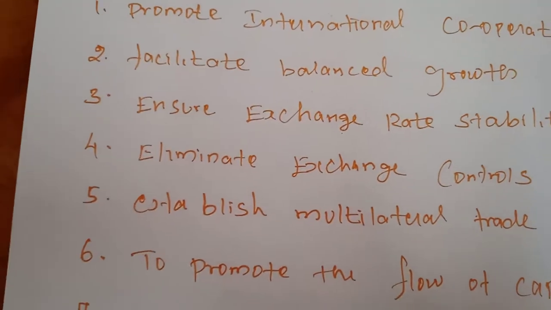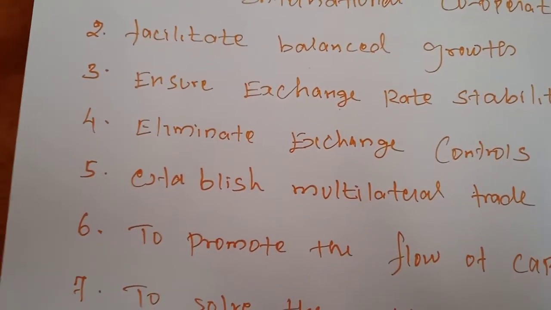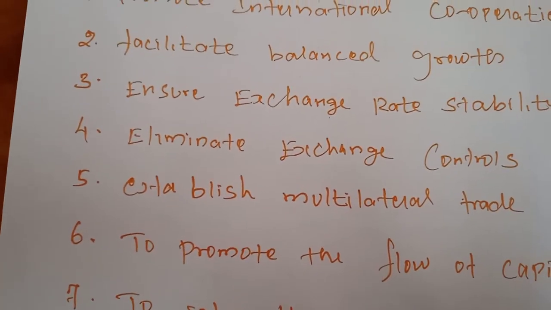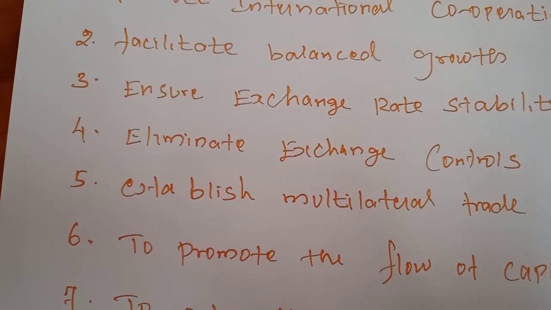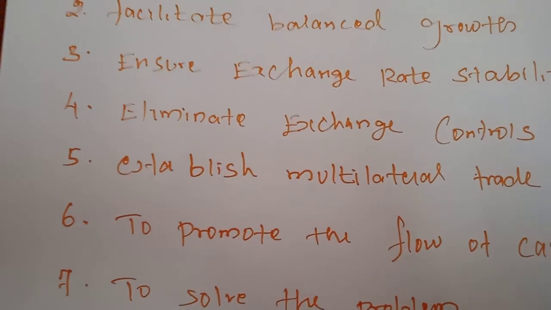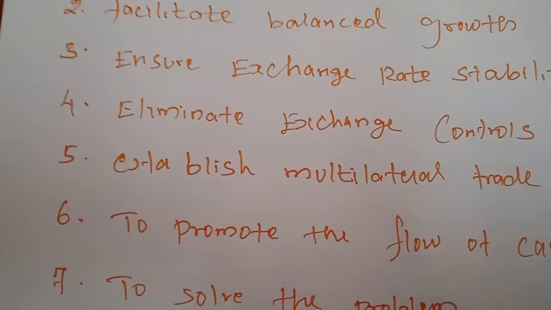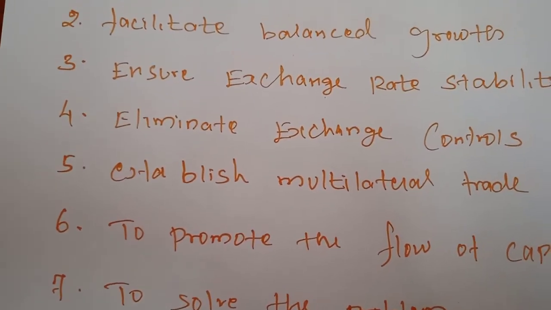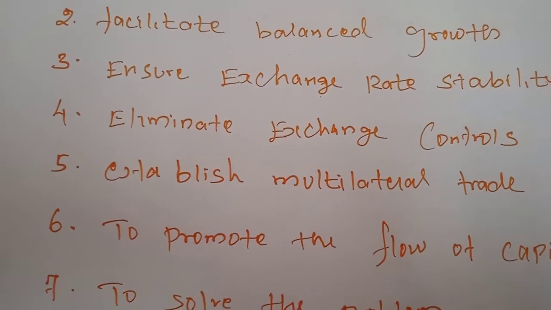Next, to establish a multilateral trade and payment system in respect of current transactions instead of bilateral trade agreements. So instead of bilateral trade agreements, the IMF also established the multilateral trade and payment system.